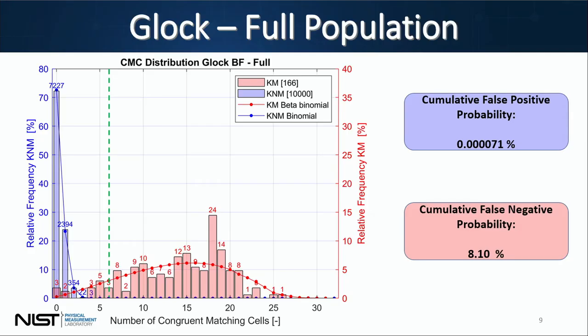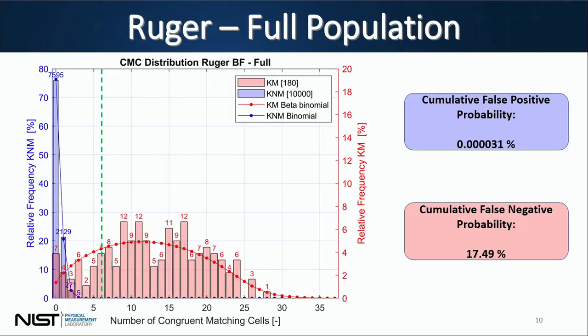I broke each population up into the full population, you can see here, and the false positive error rate, as well as the false negative error rate. That green line, again, is CMC equals 6. Within each population, we can also separate them by different class characteristics. So here's the Ruger full population again, and in the summary table, we'll see the different ones. You can see for Rugers, the known matching comparison starts to trend a little bit to the left. But again, the false positive probability is still low.